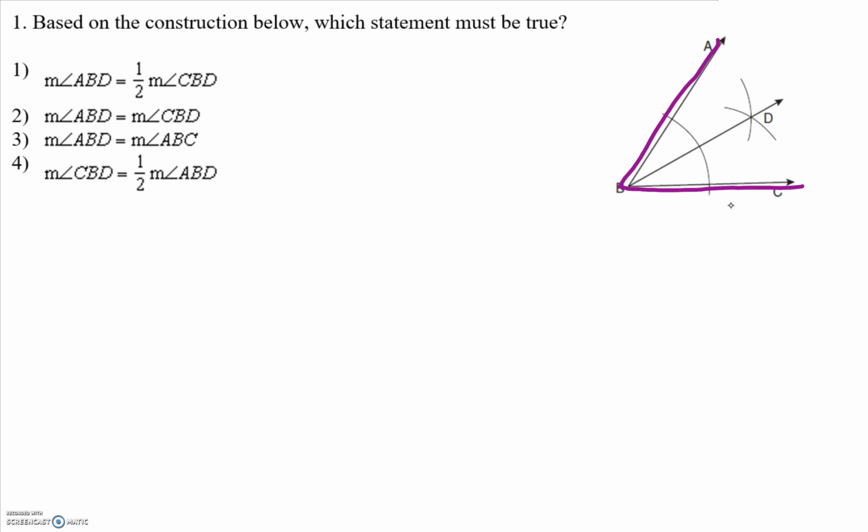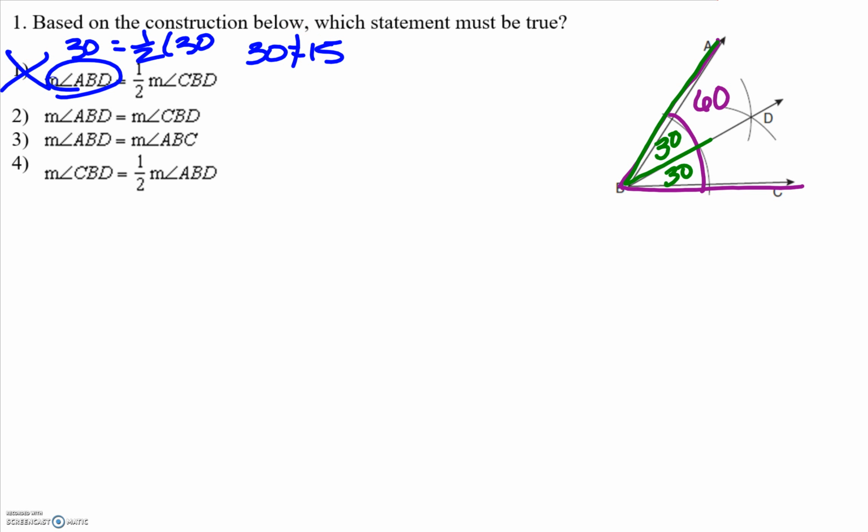So if it's a little confusing with just letters, give some numbers to it. If we're talking about angle ABC, we're just going to call that entire angle 60 degrees. So if we took an angle bisector, we cut that total of 60 into two congruent 30-degree angles. So now we could go through our choices. Angle ABD we said is 30. Is that equal to half of angle CBD? CBD is 30. Is 30 equal to 15? No, so it can't be choice 1.